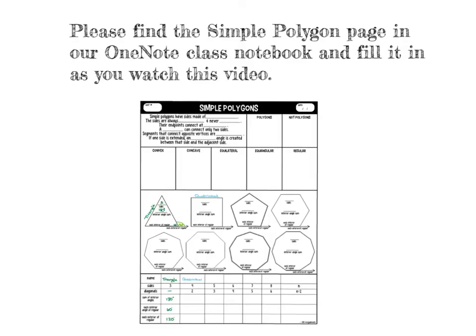Please find this simple polygon page in our OneNote class notebook. Fill it out while you watch the video. This may be easier if you have two devices, one you are watching and one that you are able to annotate the PDF. You could also do this on a piece of paper. Remember, this is a video and you can pause it at any time.